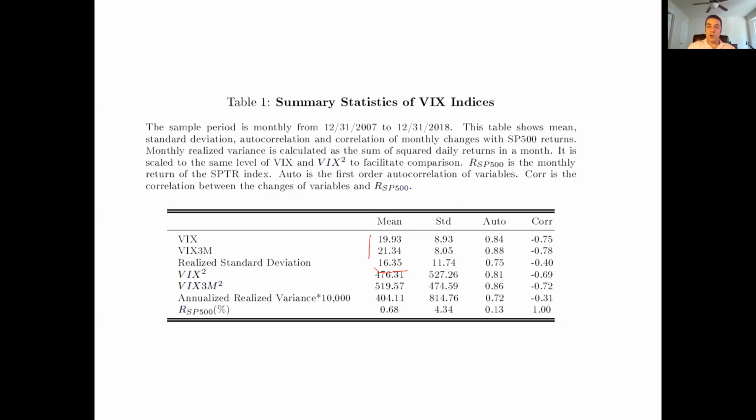If you look at the correlations, they are very strong between changes in variance or changes in volatility and the S&P 500 return. So variance is strongly negatively correlated with the market. It's a negative beta asset, and it has a negative variance premium. I would like to explain that without using that fact as a starting point.